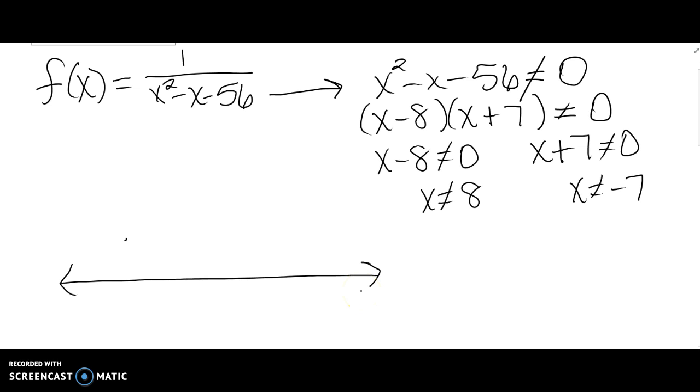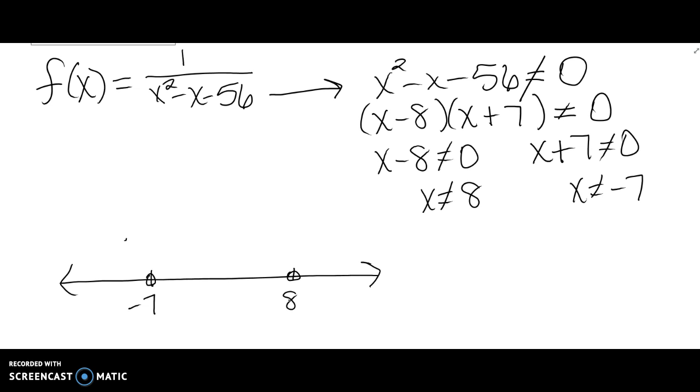Whenever you're asked about interval notation, you should always visualize a number line. So I've got, we'll just say this is -7, and we'll say this is +8. Notice I'm just putting a circle. I'm not filling it in because I can't equal those, but I can equal everything up to -7 on both sides and everything up to +8 on both sides.